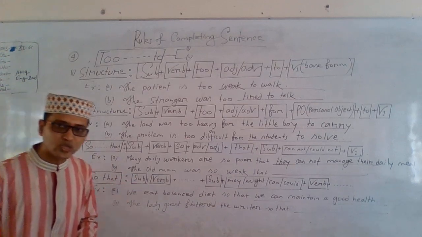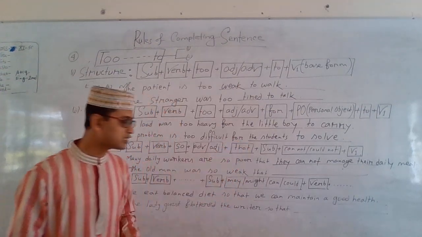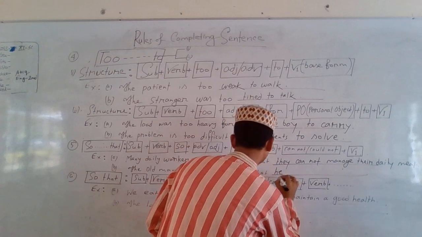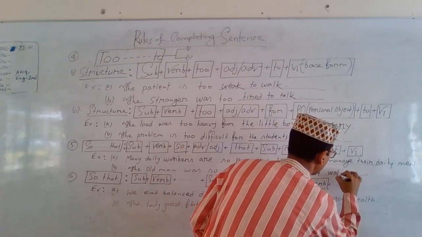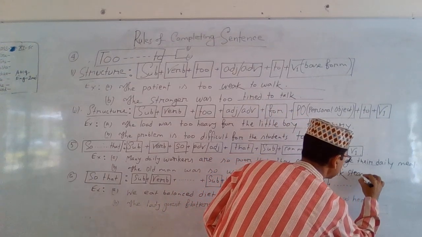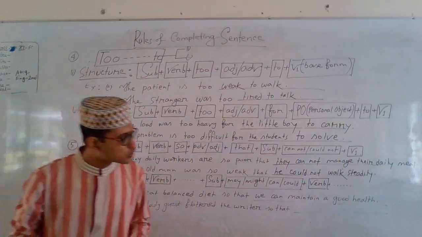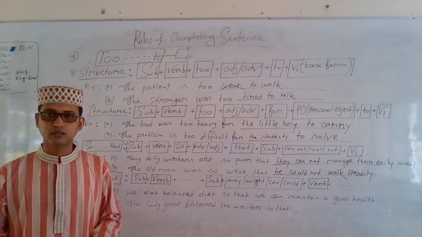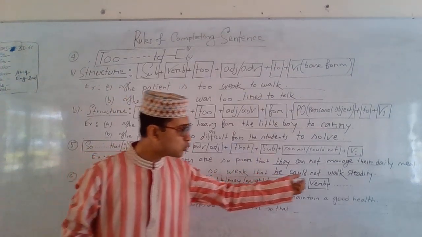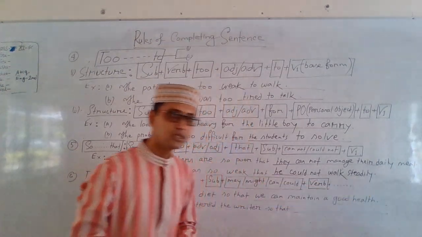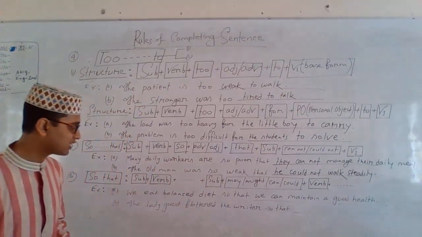The old man was so weak that. The old man, subject, was, verb, so weak that. Weak is the adjective, that, he. Okay. The old man was so weak that he couldn't walk steadily. Here, weak is an adjective, and then that, and subject he, and couldn't walk steadily.